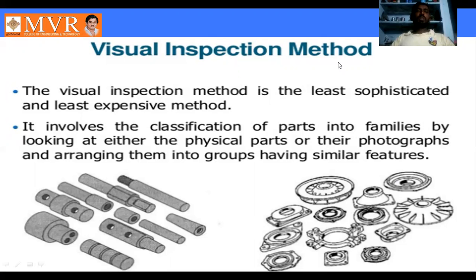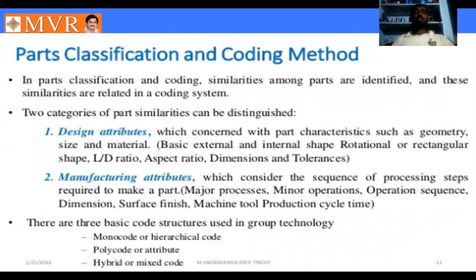The second one we can observe is the part classification and coding method. Parts will be classified and given a code. That is the meaning of part classification and coding methods. In part classification and coding, similarities among parts are identified, and these similarities are related in a coding system. So similar parts are identified and coded. That we can call the part classification and coding method.